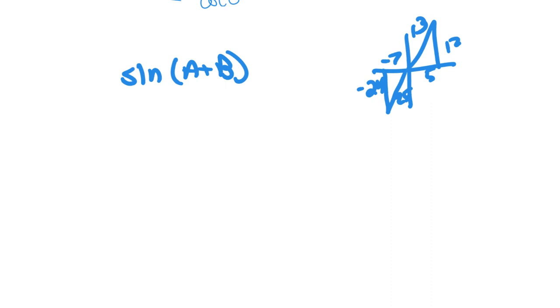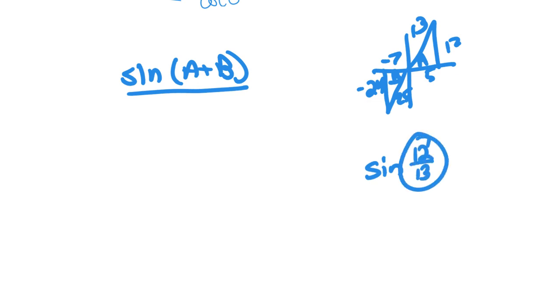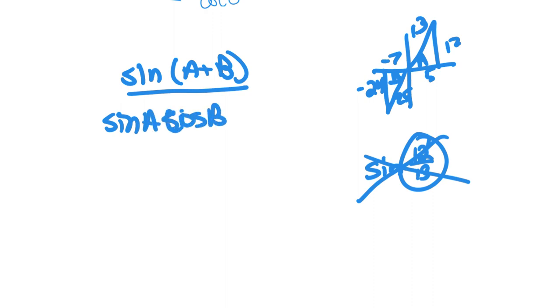Now, the next thing I want you to think about is this expands. So this is not sine, okay, so this is A and this is B. This is not sine, let's see, 12 thirteenths. Is 12 thirteenths an angle? It's not. It's a ratio of sides. Do not do that. You're going to expand it: sine A cosine B plus cosine A sine B.